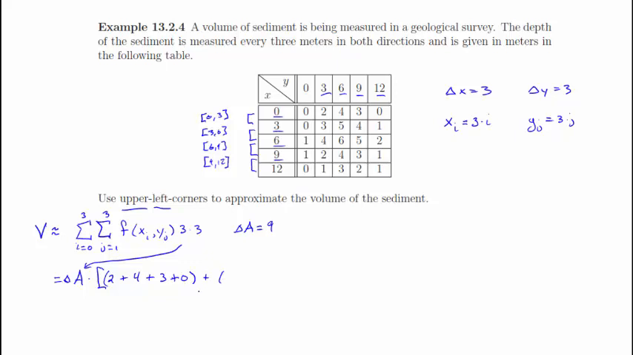And then when x is 3, and y is 3, 6, 9, and 12, we get the z values of 3 plus 5 plus 4 plus 1. When x is 6 now, y is 3, 6, 9, and 12, we get 4 plus 6 plus 5 plus 2.